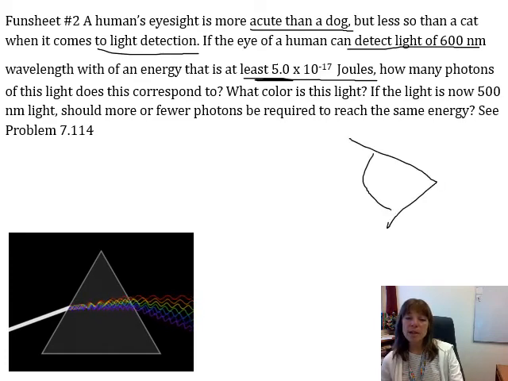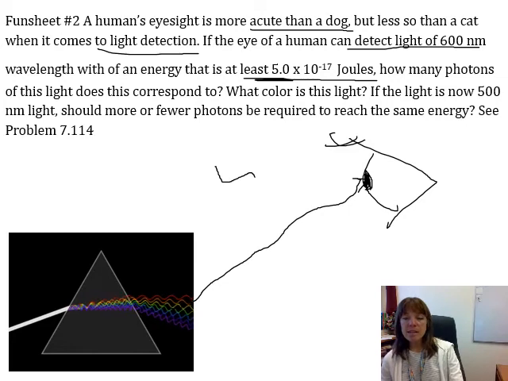So think about a human eye. Here's some eyelashes, and remember the pupil of the eye is actually a hole, right? So light can travel into it. Imagine this light is coming off and going into there, and the light, say for example, is 600 nanometer wavelength, but there must be enough photons reaching the eye of the human to the tune of 5 times 10 to the 17th joules. So how many photons would that be?